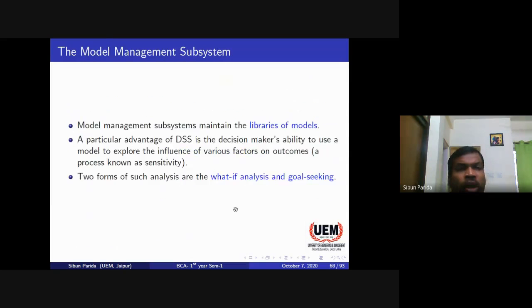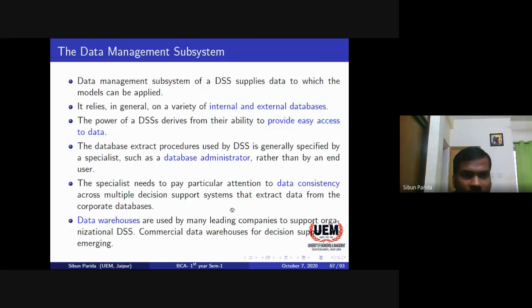Then the model management subsystem. So this is all about the data management subsystem, where we have internal and external databases supplying the data. Data management subsystem means what?